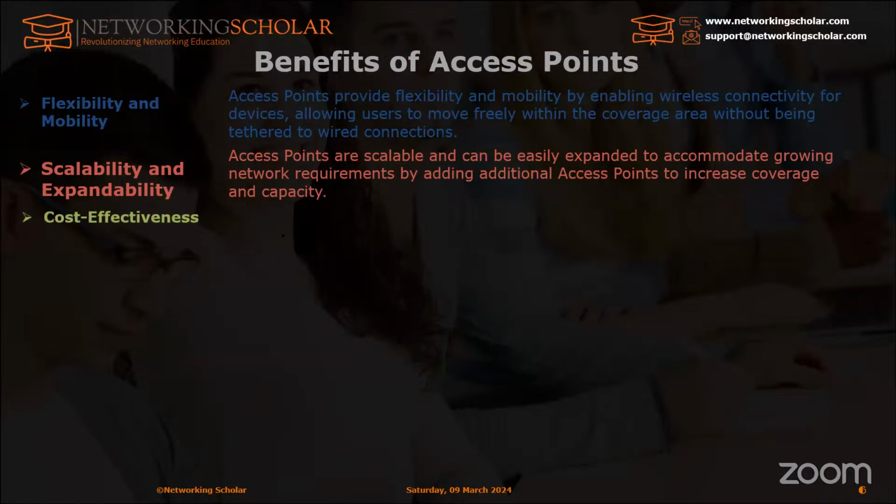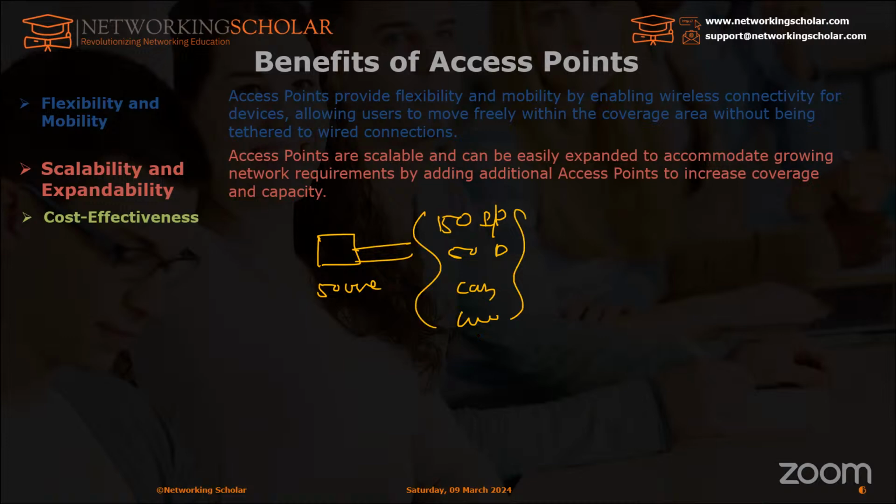Then this is cost effective. Why is it cost effective? Suppose you have to connect 50 users, then you require 50 IO ports, 50 patch cords, cables, and workstations. These are the things used in a wired network. If you are using a wireless network, then nothing is required to connect users, like IO ports, cable connectors, or cables at the workstation.